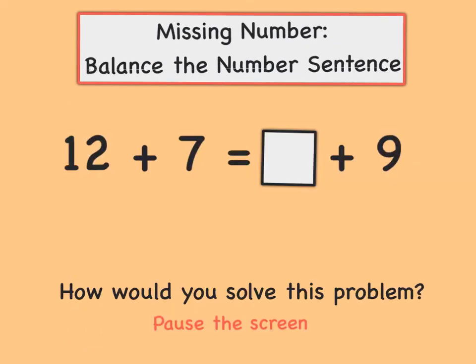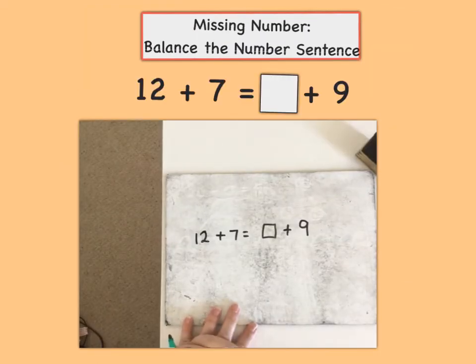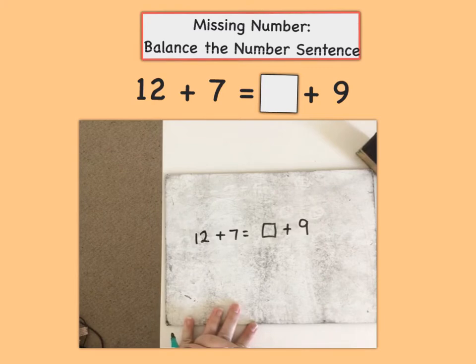Here's another missing number problem, but this time you've got to balance the number sentence on each side. How would you work this problem out? Pause the screen here to give it a go. How did you do on trying to solve this one? We're going to go through it together now.